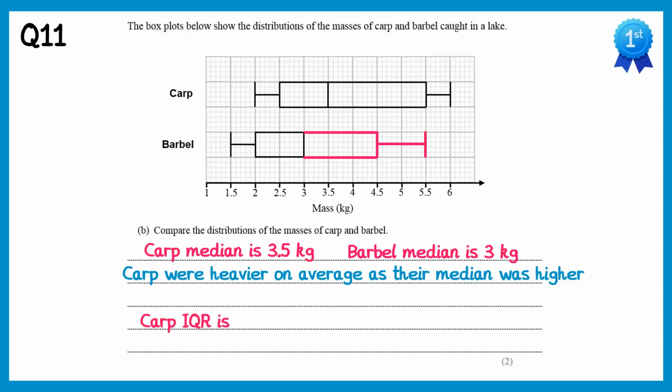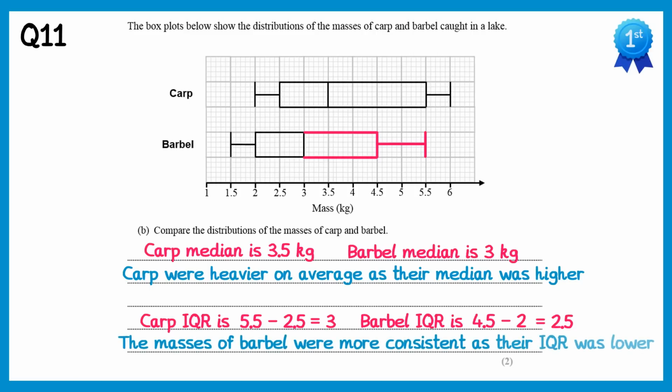The interquartile range for carp is 5.5 take 2.5, which is 3, and then if we do the same for barbel, we would get 4.5 take 2, which is 2.5. So barbel has a lower interquartile range. We could therefore say the masses of barbel were more consistent as their interquartile range was lower.